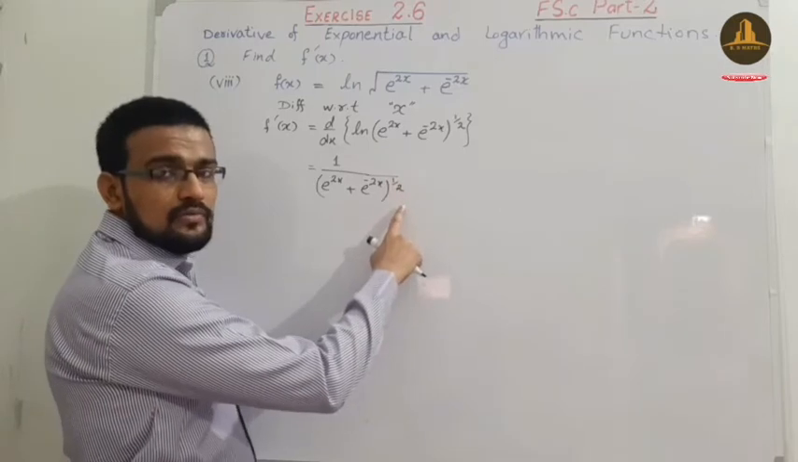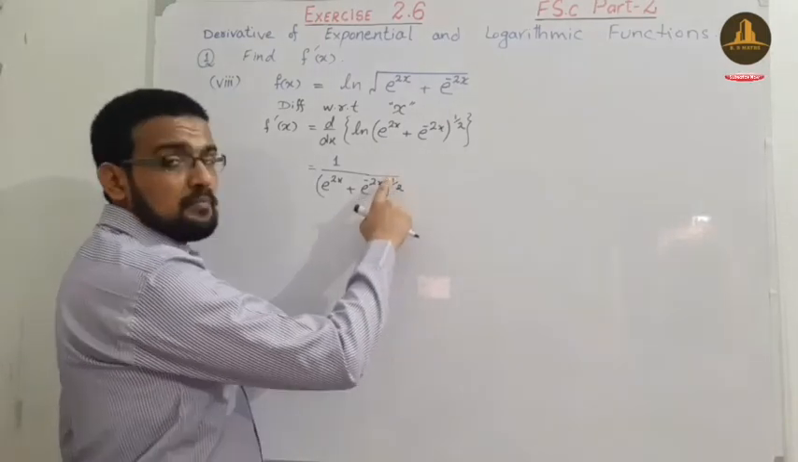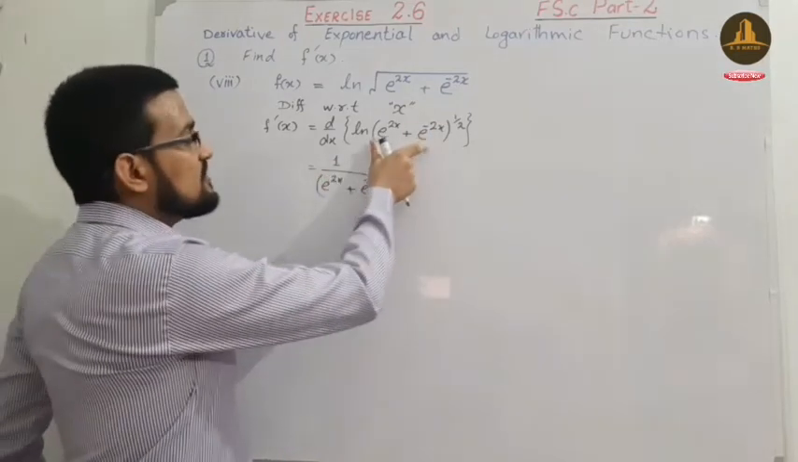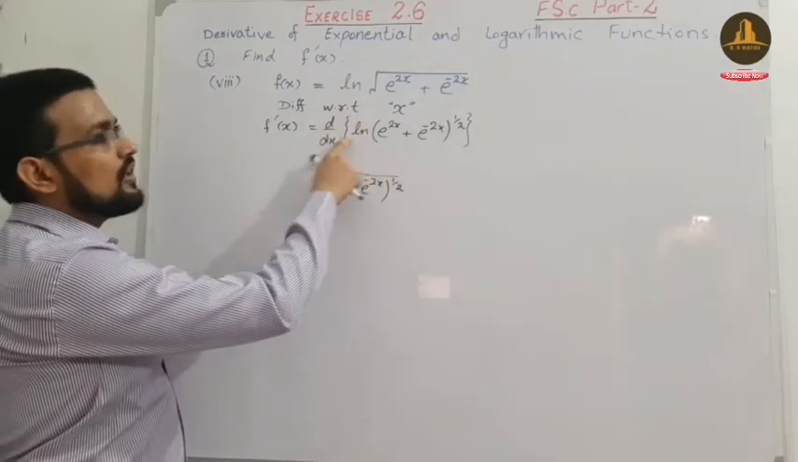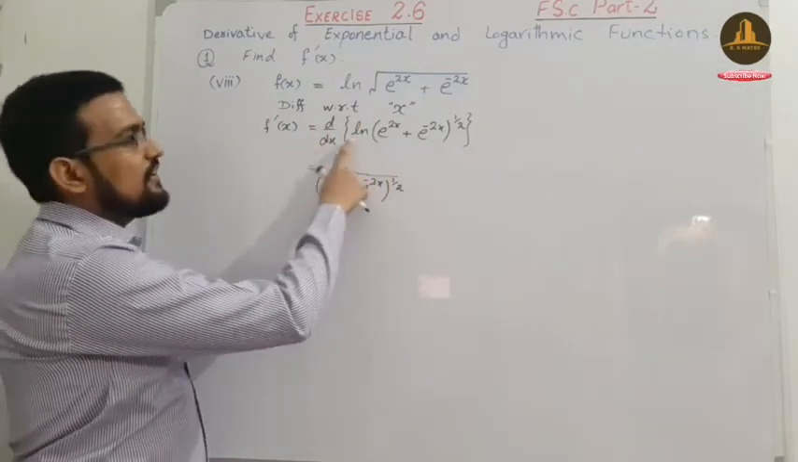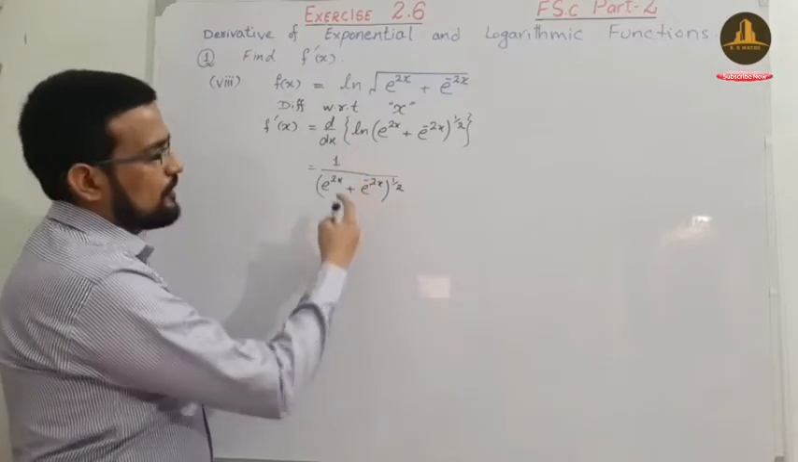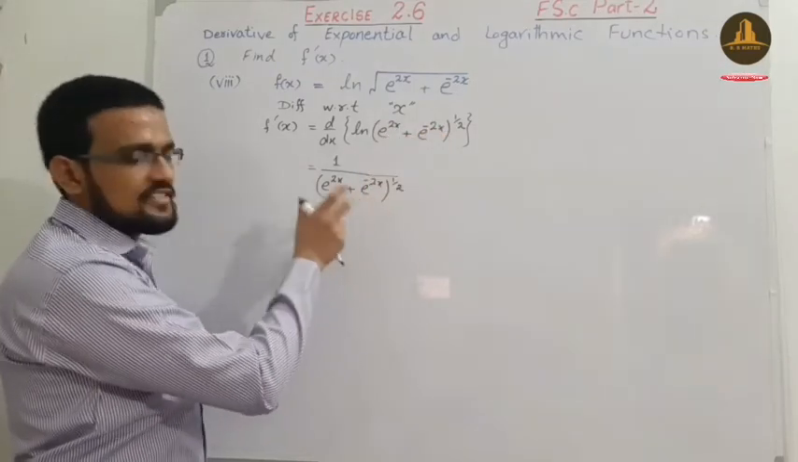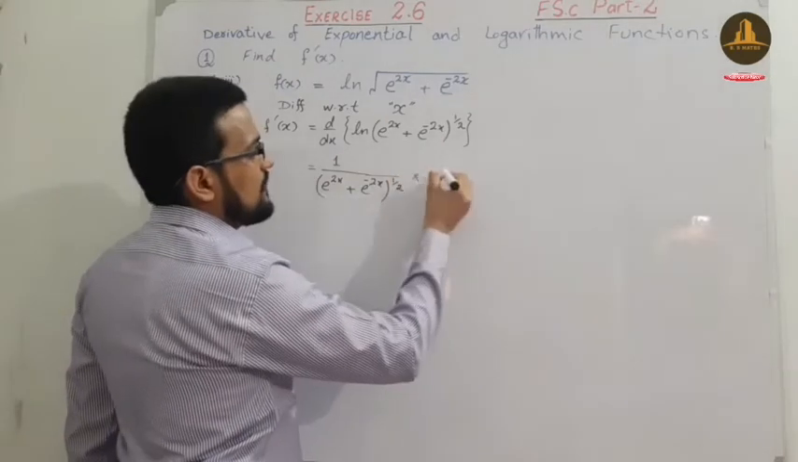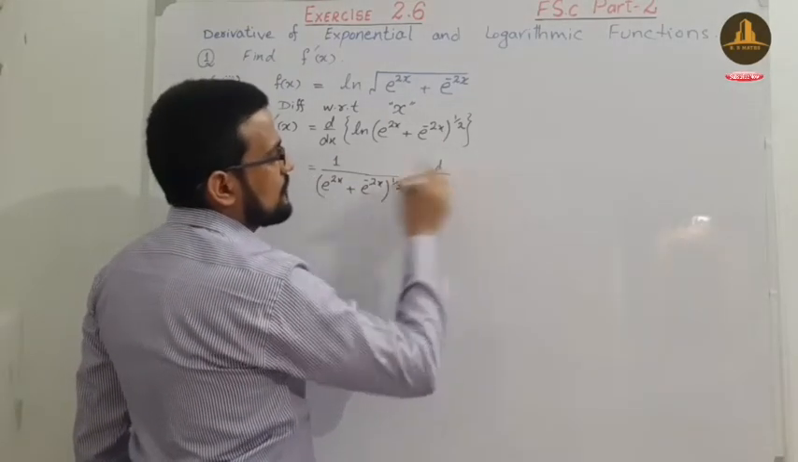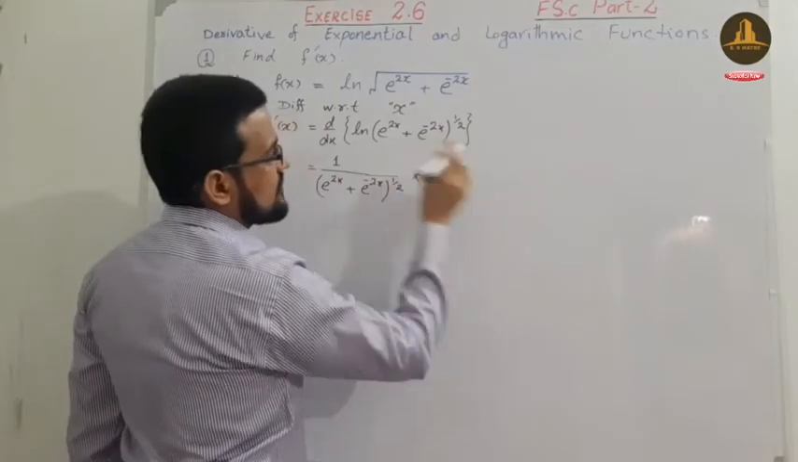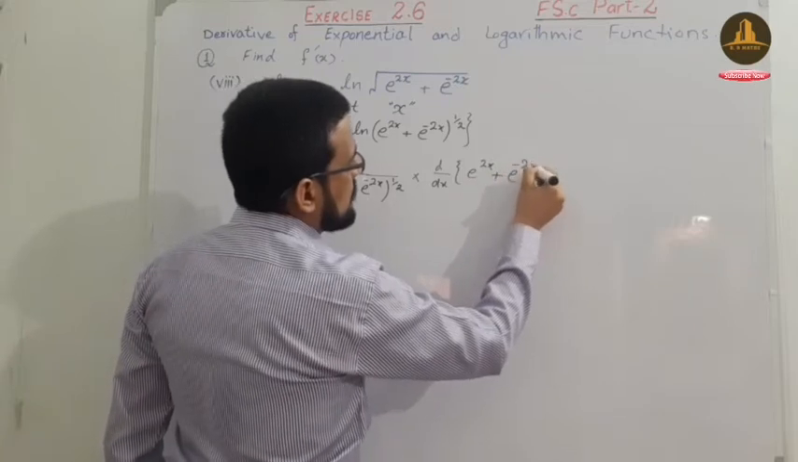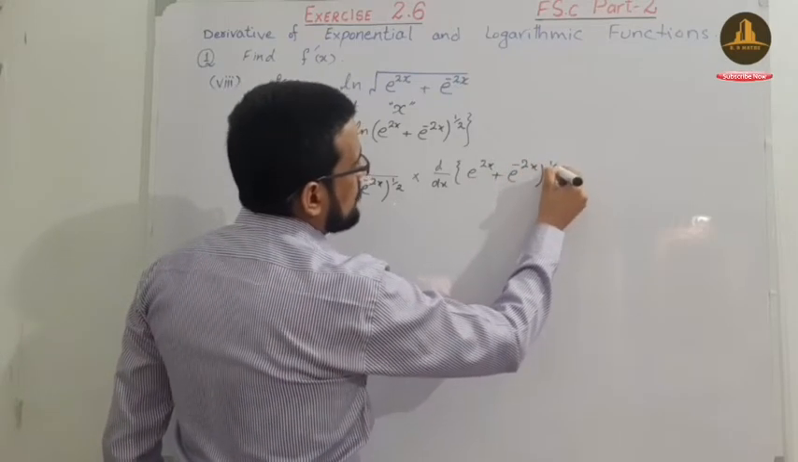Students, focus. The 1 over 2 does not become minus 1 over 2. It remains 1 by 2, because this is only applying the formula of the derivative of ln. 1 over a function: the whole function remains the same without any change, then multiply with the derivative of the function. The function is e raised to power 2x plus e raised to power minus 2x, and then whole power 1 by 2.